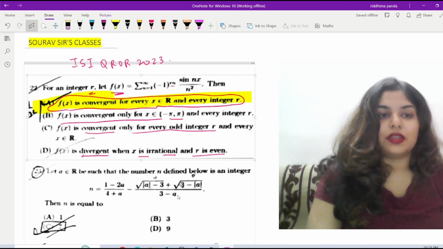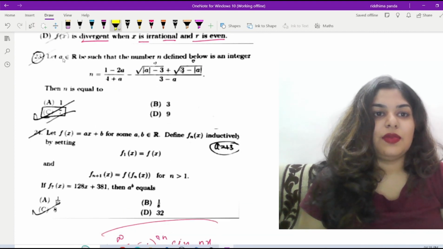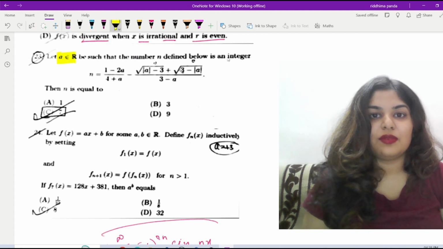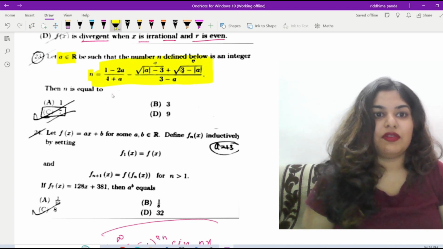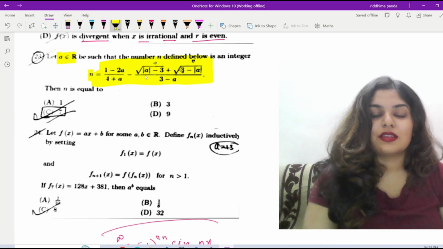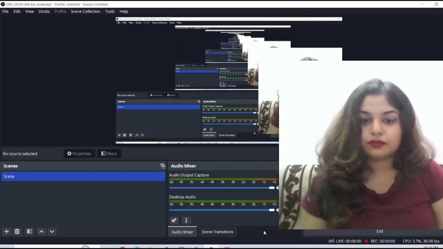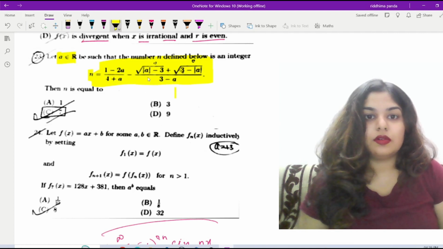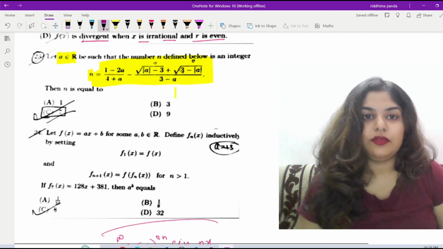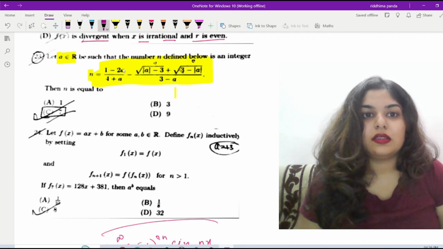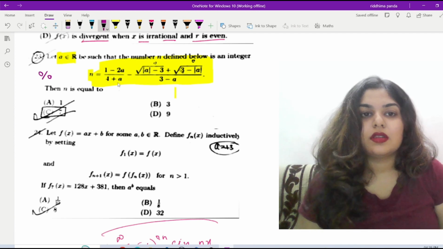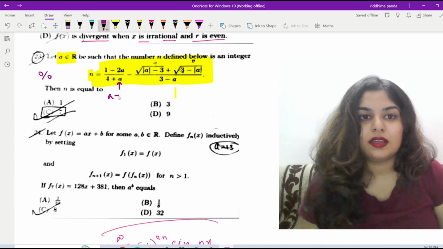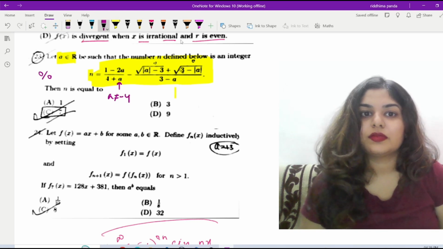Next question, number 23. It is given that let a belong to R be such that the number n defined below is an integer. So n is an integer given by the following expression, and we have to find out the value of n. Let us solve this. First let us try to understand the domain. For any value of a, this should not be undefined, that is, we have to avoid 0 by 0 here. So that means a is not equal to minus 4.